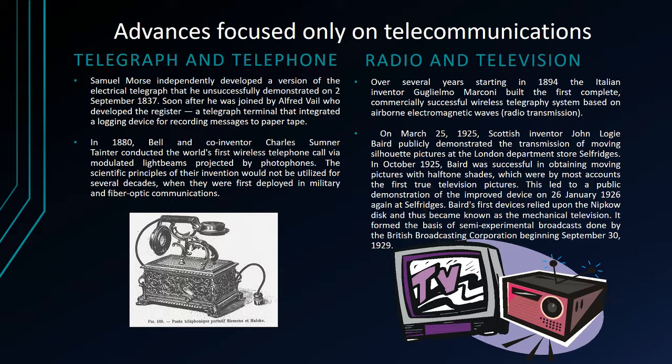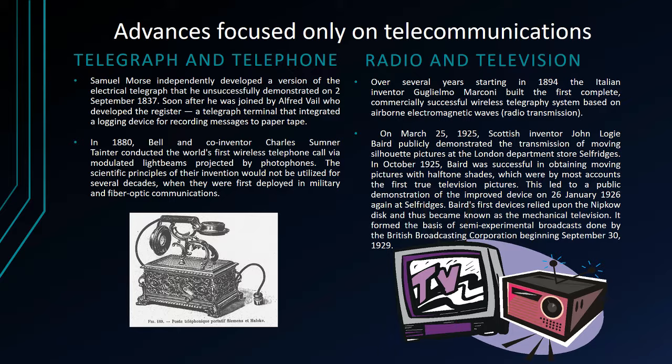In 1925, Scottish inventor John Logie Baird publicly demonstrated the transmission of moving silhouette pictures at the London department store Selfridges. In October 1925, Baird was successful in obtaining moving pictures with halftone shades, which were famous across the press through television pictures.